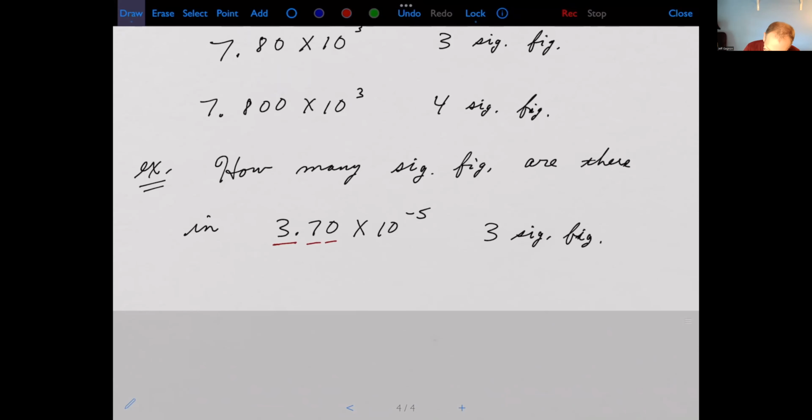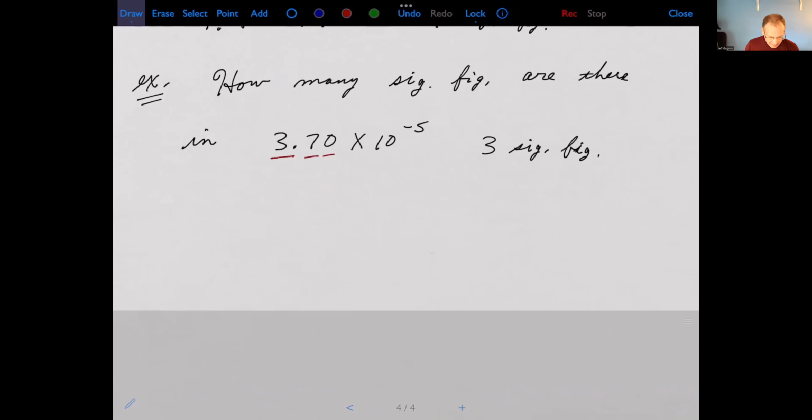And by the way, if you wrote this number out in its standard form, how would we do that? Well, we'd have to move that decimal point 5 places to the left. So it would be basically 4 zeros and then 370. You can see it more clearly here. All 3 of these digits are significant, but these zeros that are in front, these are just placeholders. Those are not significant, but that last 0 is. So that would be 3 sig figs.